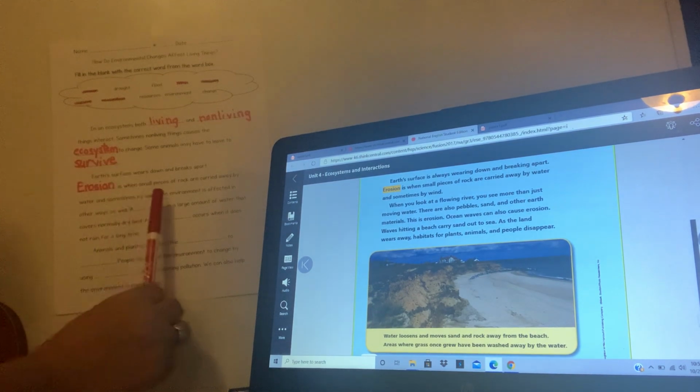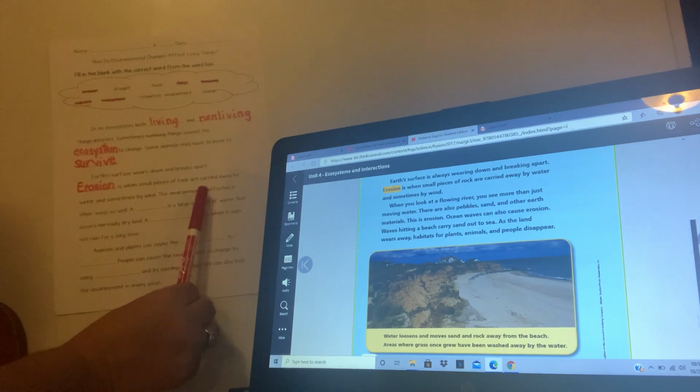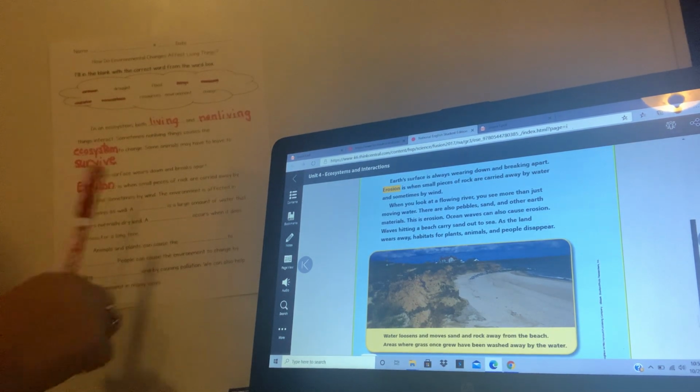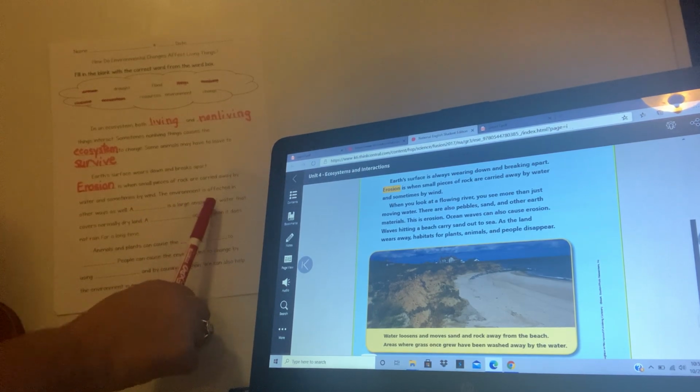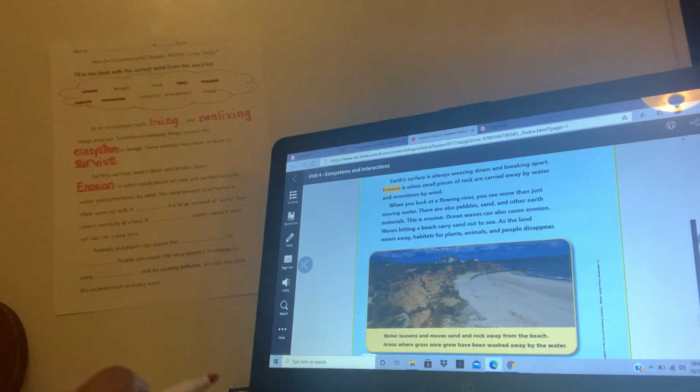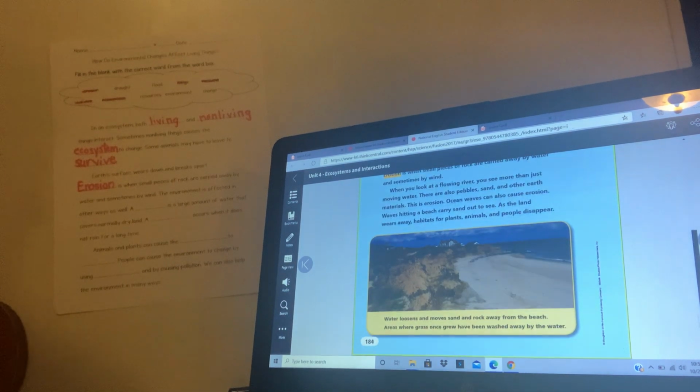The next part says, the environment is affected in other ways as well. A blank is a large amount of water that covers normally dry land. Well, let's go and see if we can find that one.